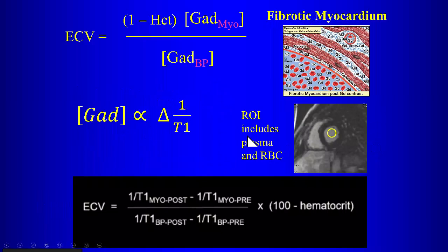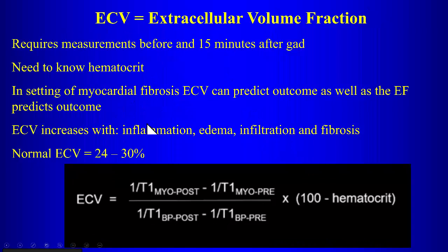So this is the equation that's used. Again, you don't have to worry about the equation, but by calculating the T1 times out here and the difference in T1 times before and after contrast, and the T1 times here in the blood pool before and after contrast, we can arrive at this extracellular volume fraction calculation. Okay? So how is this done?